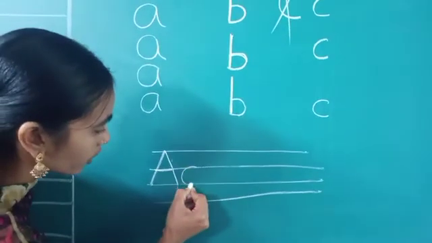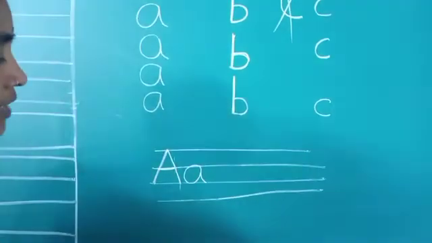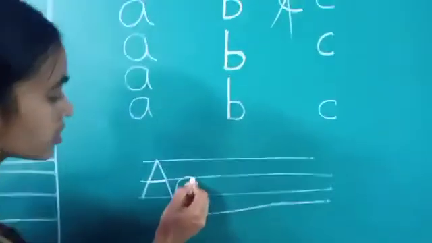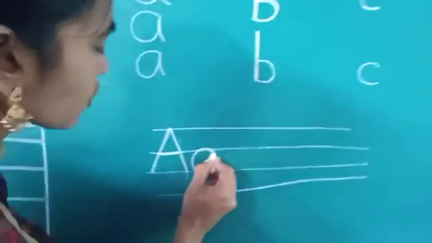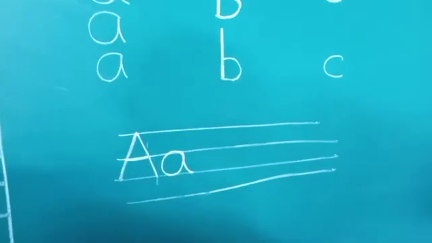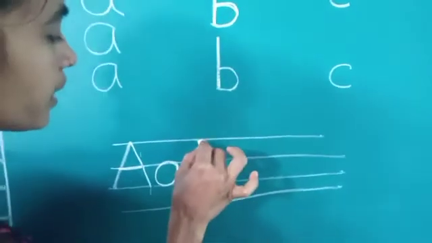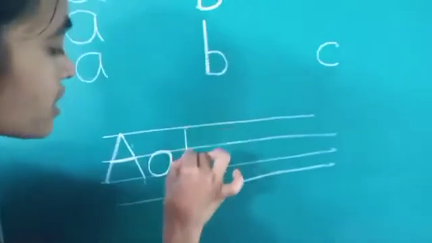0 you have to keep. Here to here. To touch this line, small a. 0 you have to write in these 2 lines only. Here to here touch this line, small a. Capital A, small a. What next letter? Small b. Yes, capital B first of all you have to write.